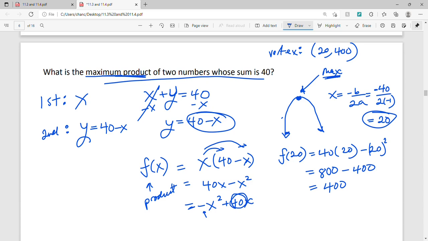So what is the maximum product? We know the maximum occurs when x is equal to 20, and the maximum of our function f of x is at 400. So the max is the output, which is 400.